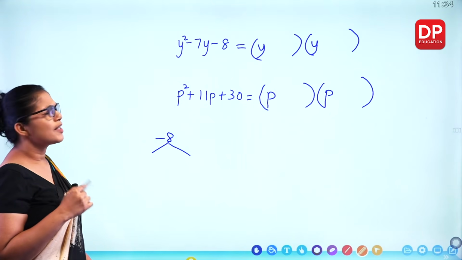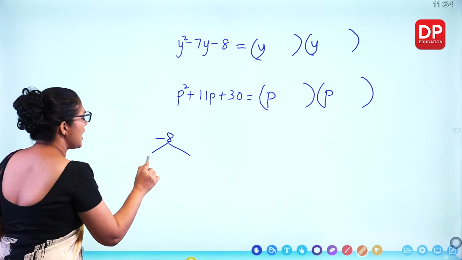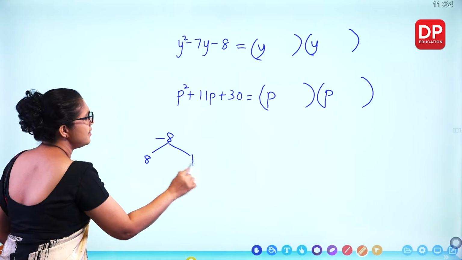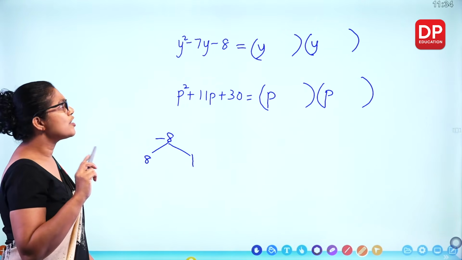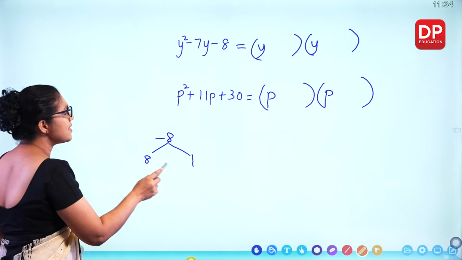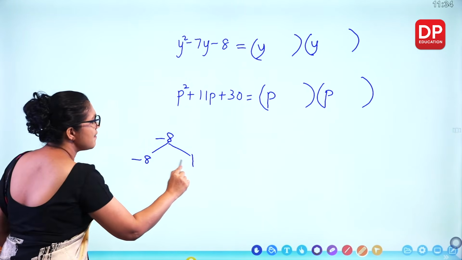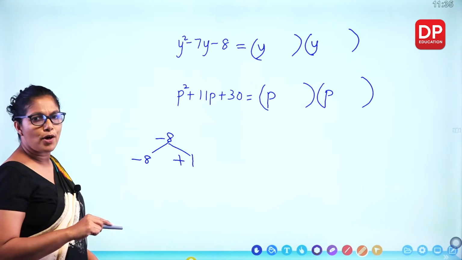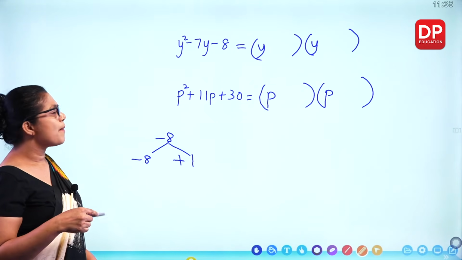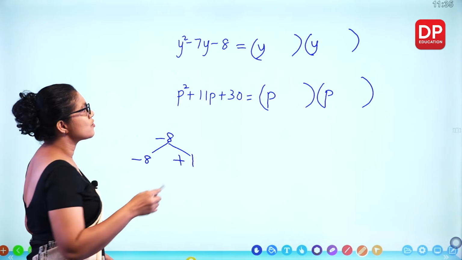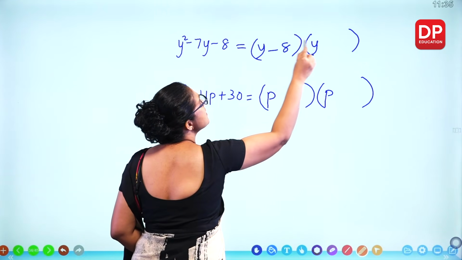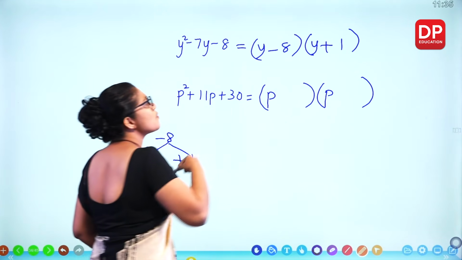So what are the factors? 8 and 1 is 8, but 1 should be negative. Which one is negative? The middle term is negative, means the highest number should be negative. The other one should be positive. So what are the factors? Minus 8 and plus 1. So here we write minus 8 and plus 1.